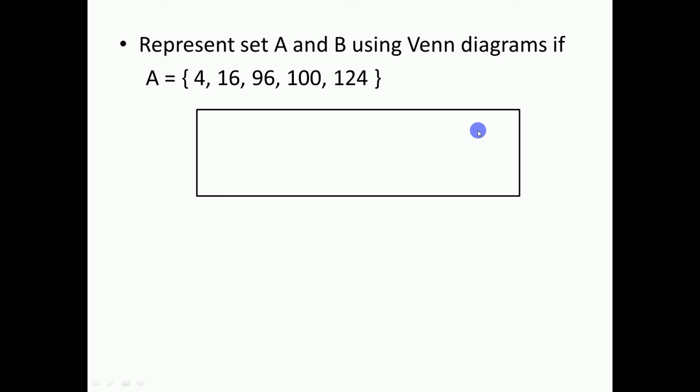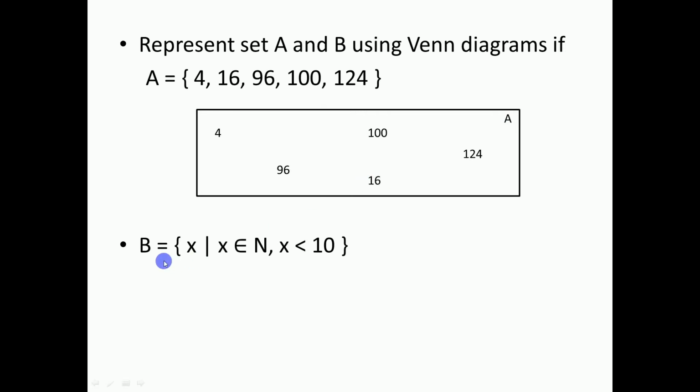After you draw the closed figure, you have to write the name of the set at the corner, just like this. After you write the name of the set, you can write the elements anywhere in this figure. Just like I have written 4, then 96, 100, 16, 124, and this is done. So basically this figure is known as the Venn diagram.